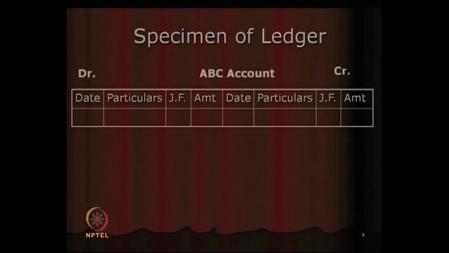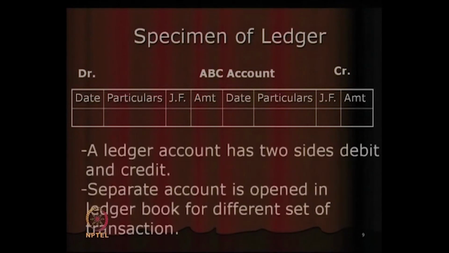You can see here there are two sides known as debit and credit. So, if the balance is increasing, I will write on debit side. If the balance is decreasing, I will write on credit side. This is, of course, I am telling you in brief. We are going to see a few transactions where you will recognize actually how the entries are recorded.